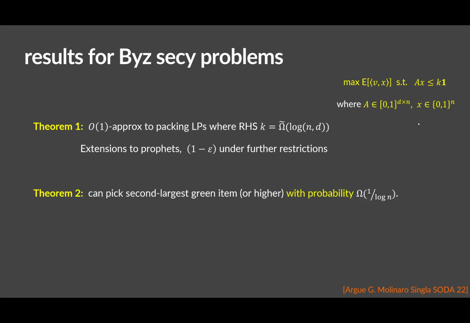Then I can do something for single item settings, but now I can only compare myself to the second largest green. It's like this additive loss of 1 with some probability which is 1 over log. I don't know a lower bound showing that this is necessary. All I can say is I can pick the second largest item or higher with probability 1 over log. The results are not tight, and quantitative improvements are definitely very much open. We tried at some point and we didn't get matching bounds from the other side. So help us.